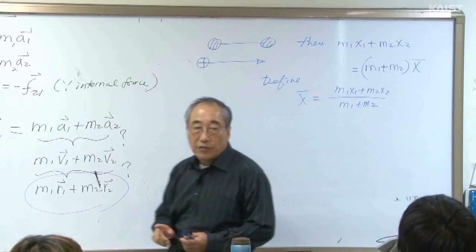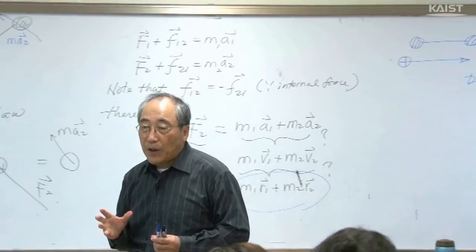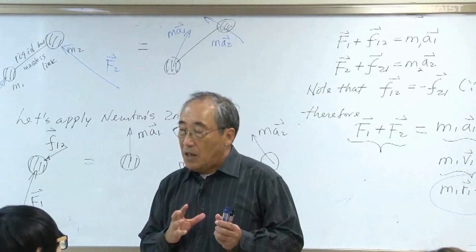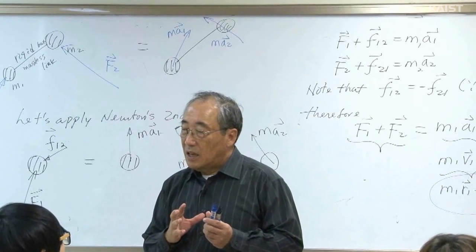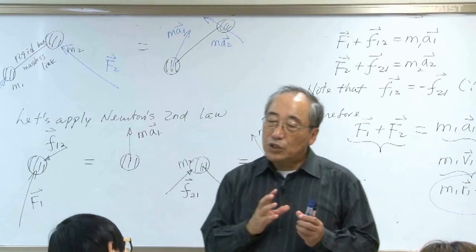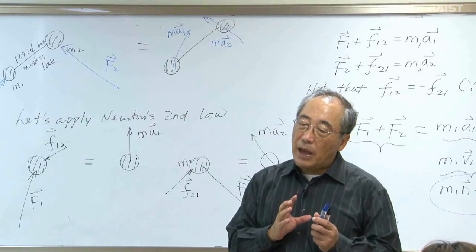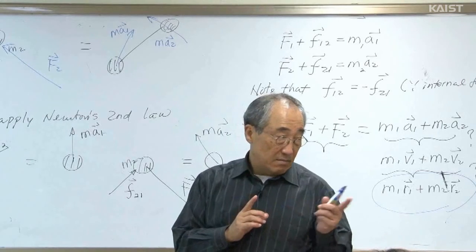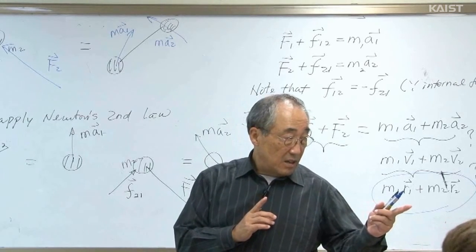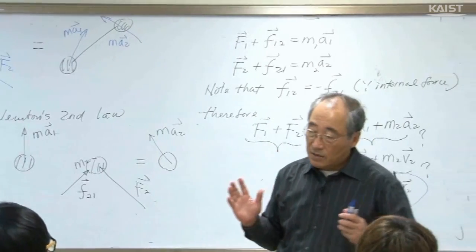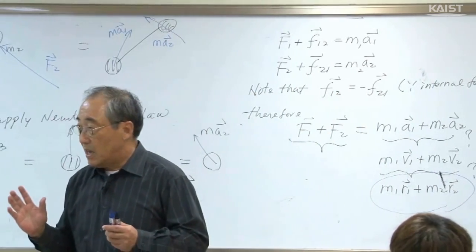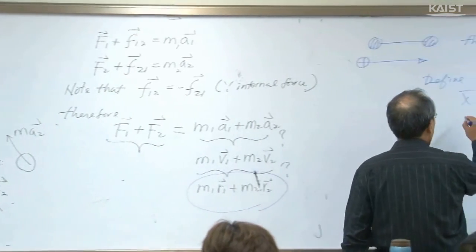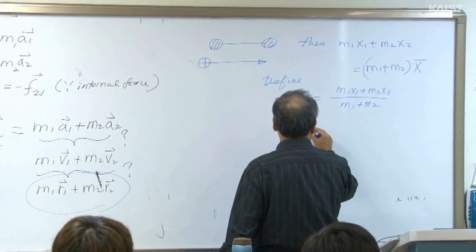What does it mean? m1 plus m2 is the total mass. And x bar means the position as if the total mass is located there. What is this? Huh? Center of mass. Center of mass. Okay? Wow, that's interesting. So normally in this lecture I use xg.